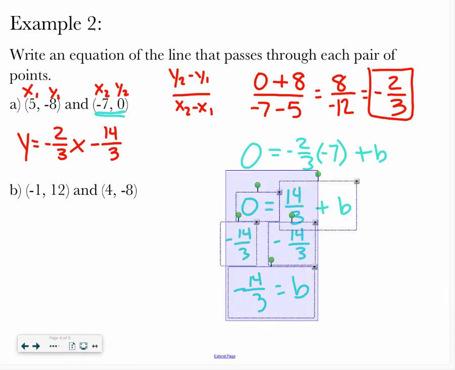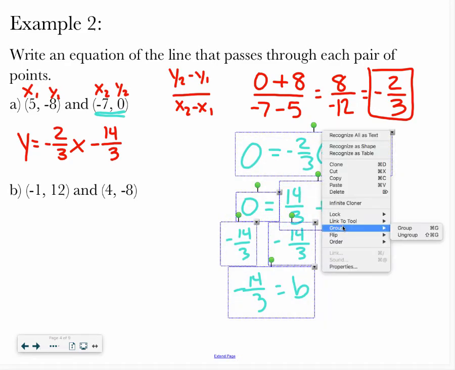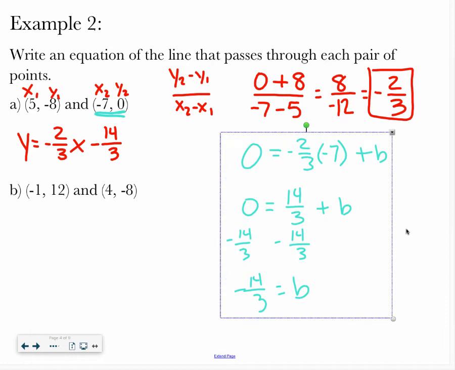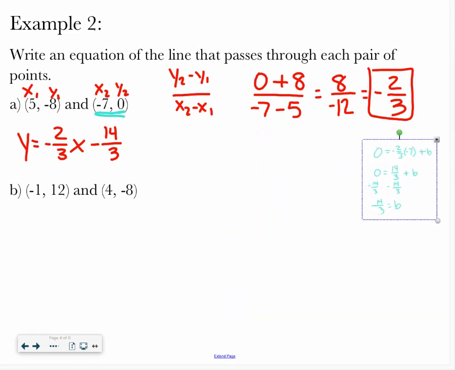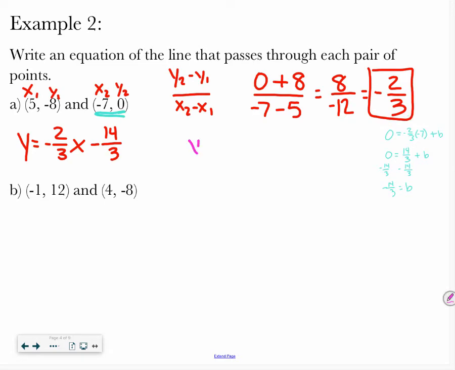Another correct answer. Let's try it with the other point. Let's see what equation we would get if we used our other point. Okay, so we keep our slope the same. So we say y equals negative 2/3, and instead of y, let's use our negative 8, and 2/3 times 5 plus b. So I have negative 8 equals negative 10/3 plus b.